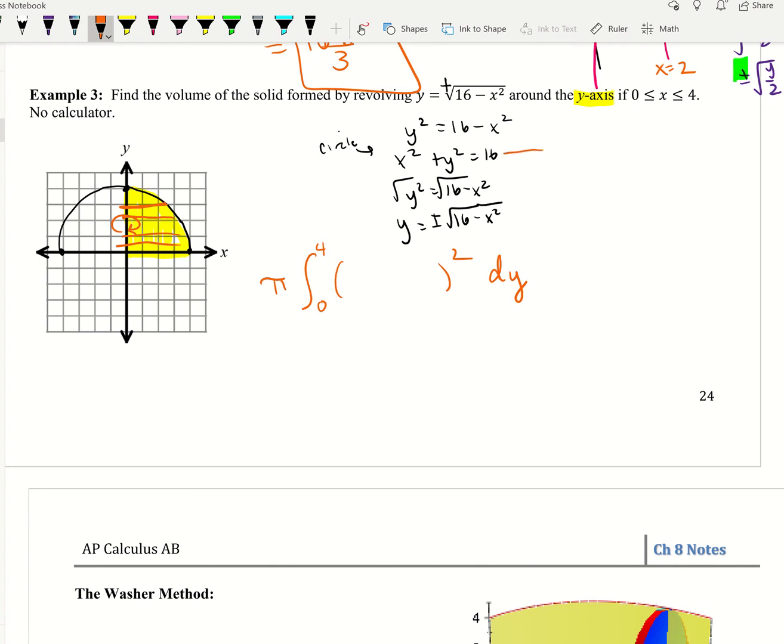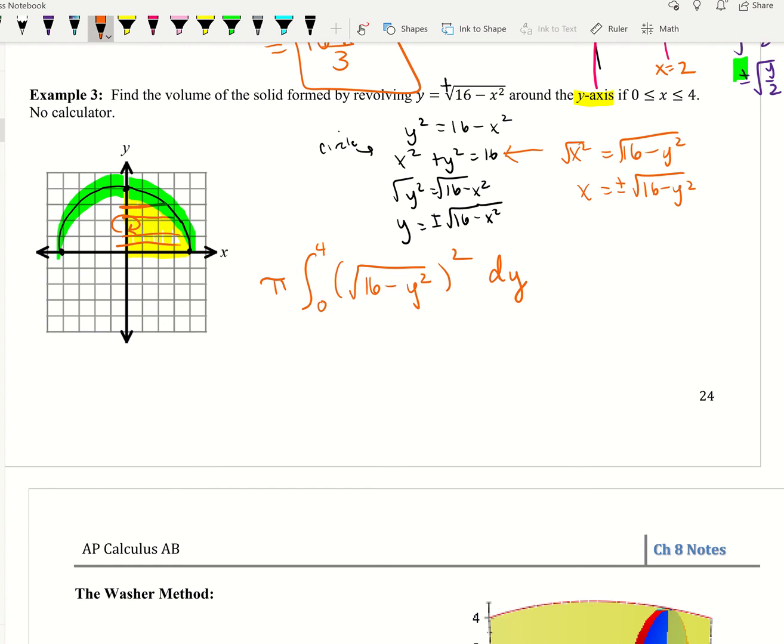So if I go back maybe to here, if I get x squared isolated instead of y squared isolated, and I square root both sides, x would equal plus or minus the square root of 16 minus y squared. That's because there's two sides. There's the positive side right here. There's the negative side of the x-axis right there. We want the positive side, so I'll do the positive square root of 16 minus y squared.